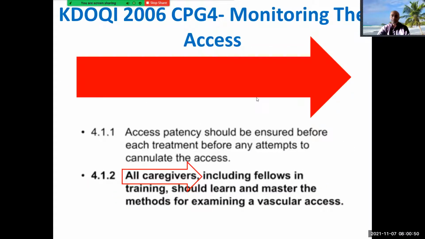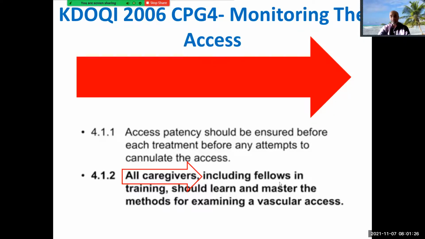I think KDOQI recommended that access patency should be ensured before each treatment, before any attempt to cannulate the access. This should already be done by the nurse, because the nurse is well trained for that. She should examine, and for any abnormal issues, whatever we'll see, because we have different issues in hemodialysis access or AV fistula, please inform your doctor to take action or take a decision, or talk with your vascular coordinator to arrange for vascular to see this patient.